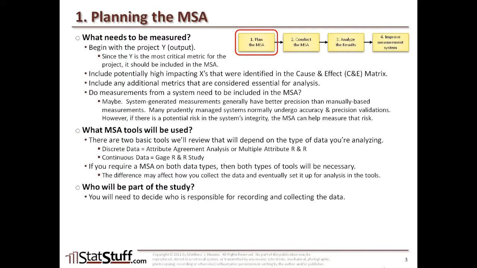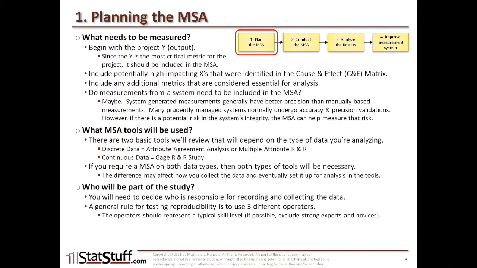Well, you're going to need to at least decide up front who's responsible for recording and collecting the data. A general rule for testing the reproducibility is to use at least 3 different operators if possible. The operators should represent a typical skill level. That is, you don't want to purposely include people who are very strong in expertise of whatever the process is. As well, you don't want to just use beginners or novices. You want to have it represent the average or normal type of people that are normally operating this type of process.